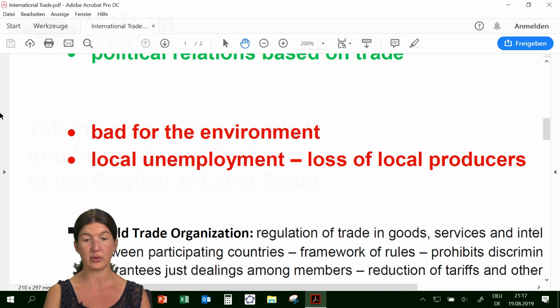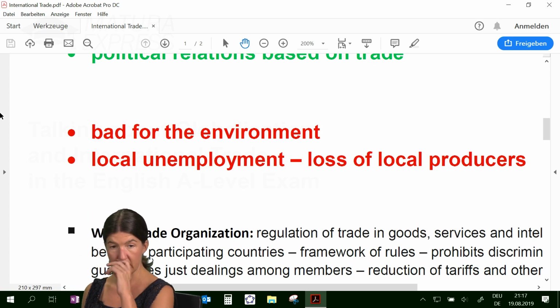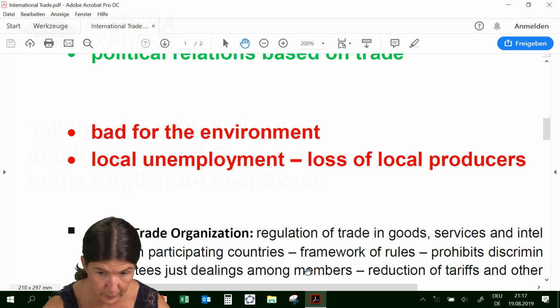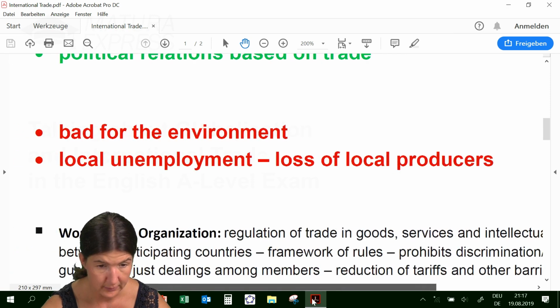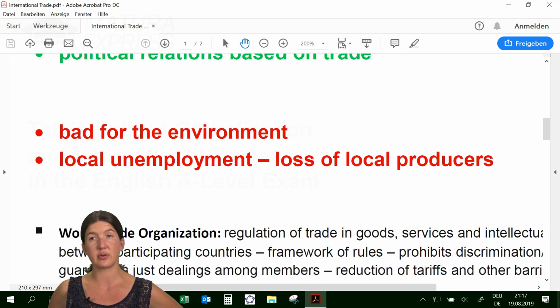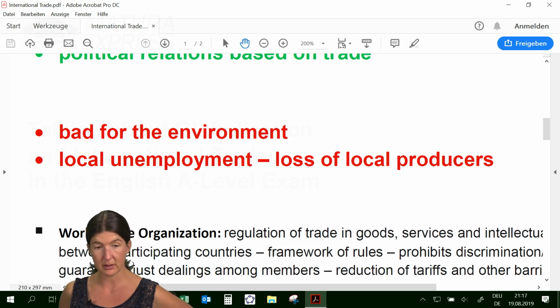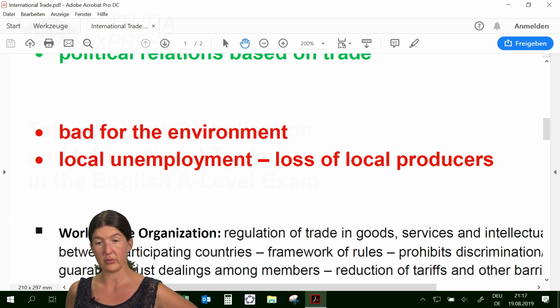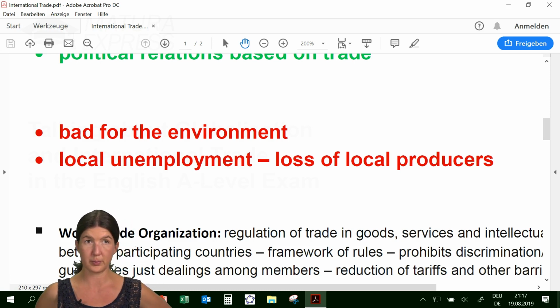And they also kind of try to beat each other in terms of being cheap, so there's a lot of dumping wages in agriculture and close production going on. But that's a different topic. So it causes local unemployment as well. If the farmers don't have anything to sell, they would probably close their businesses, if you want to call it that. So it increases local unemployment and there's a loss of local producers.